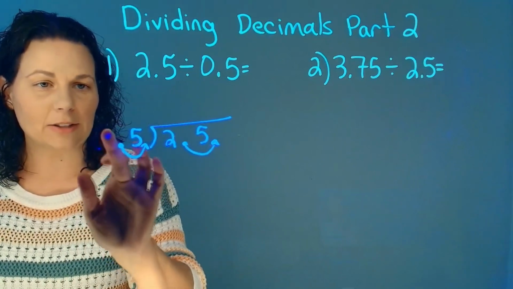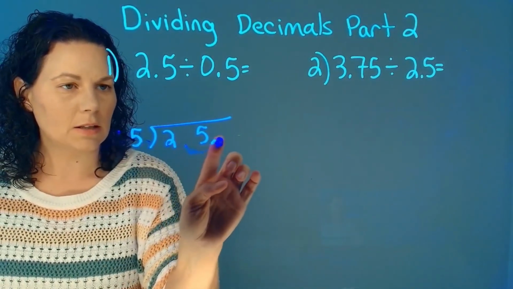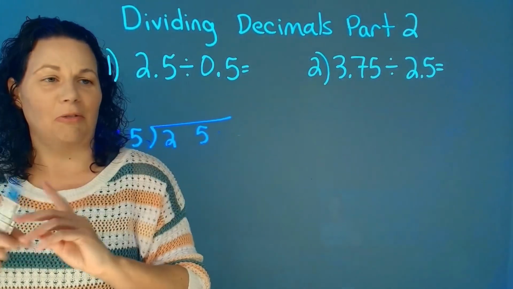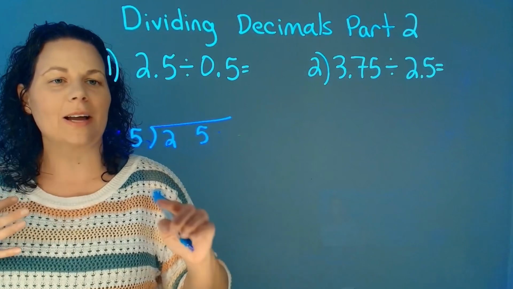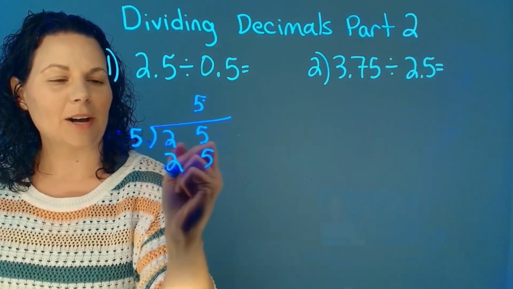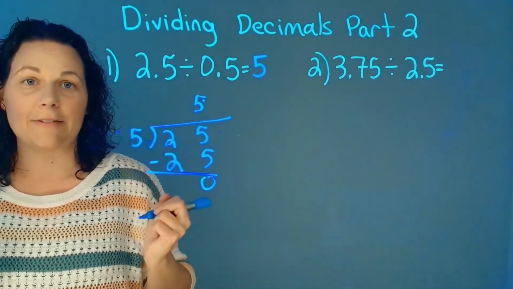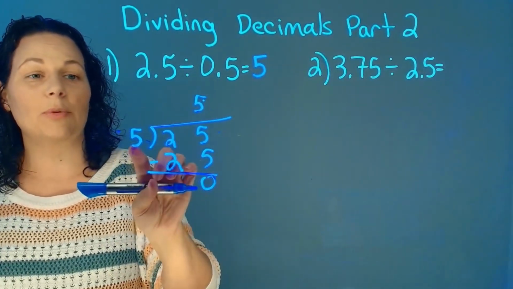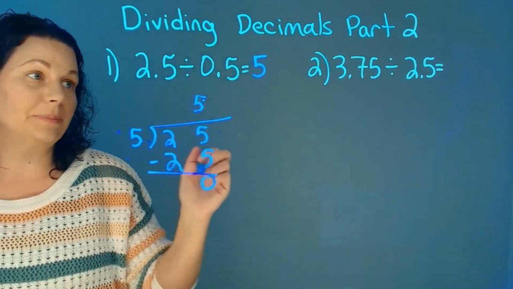So I'm going to actually just erase what I don't need, so I have some space. So now 5 goes into 25. Oh my gosh, I've done that like how many bajillion times? 5 goes into 25, 5 times 5 is 25, subtract and you get 0. The answer for that one is just 5. The tricky part on that one was remembering to move the decimal on the outside. So let's do that on the next one.